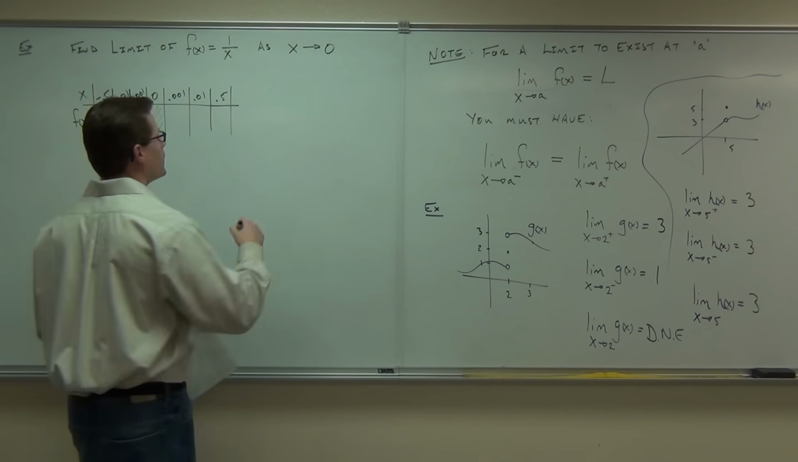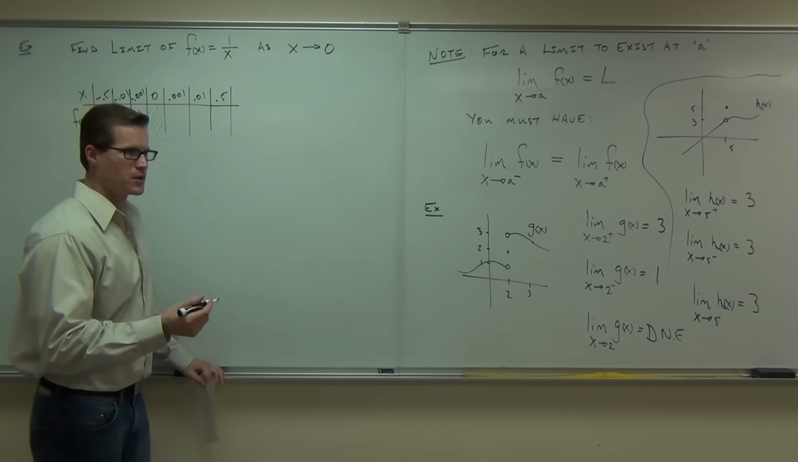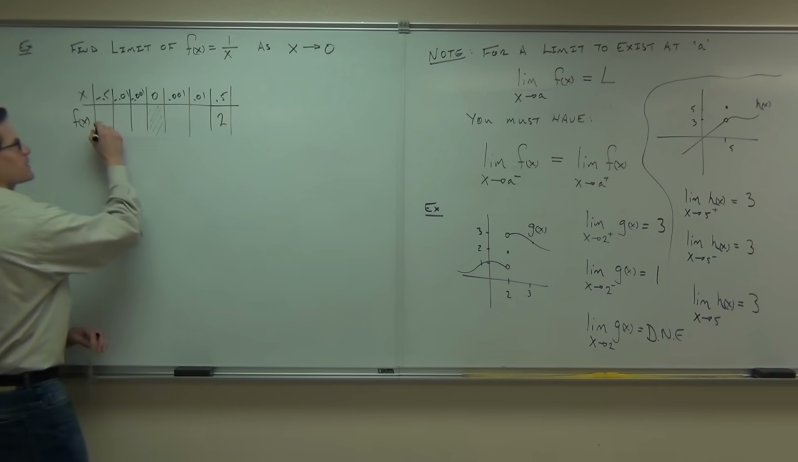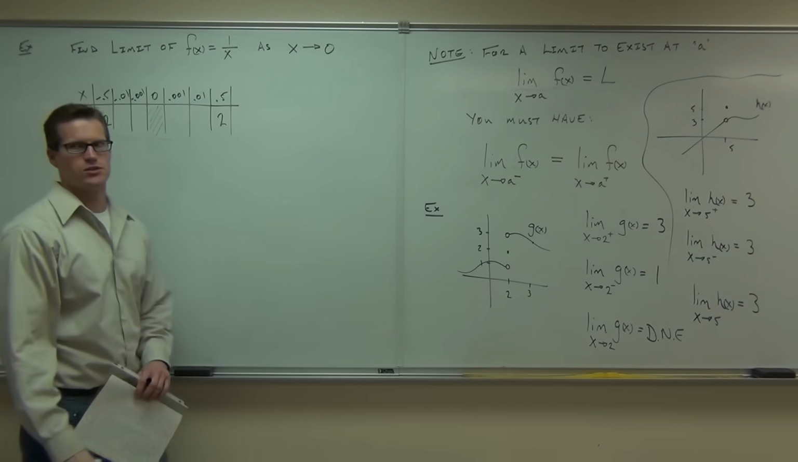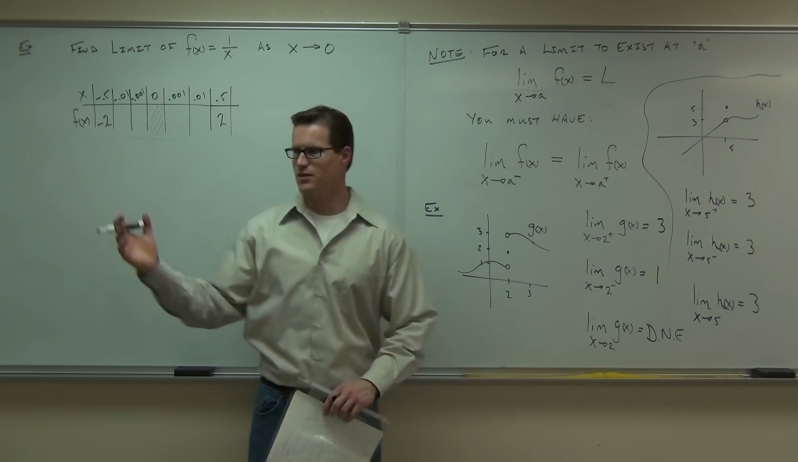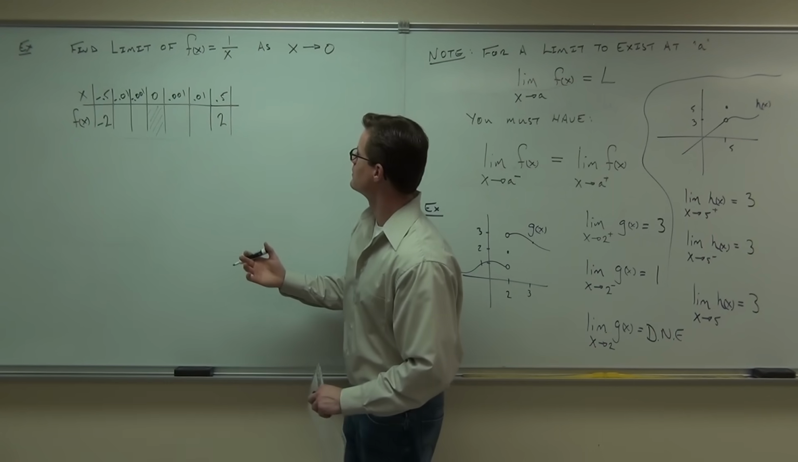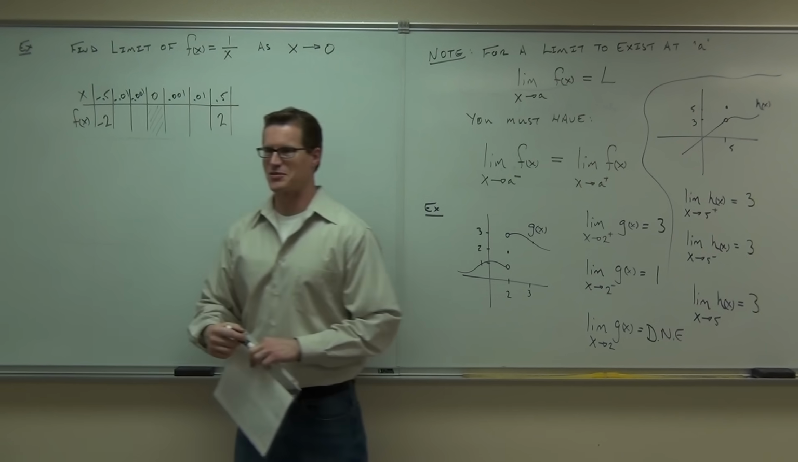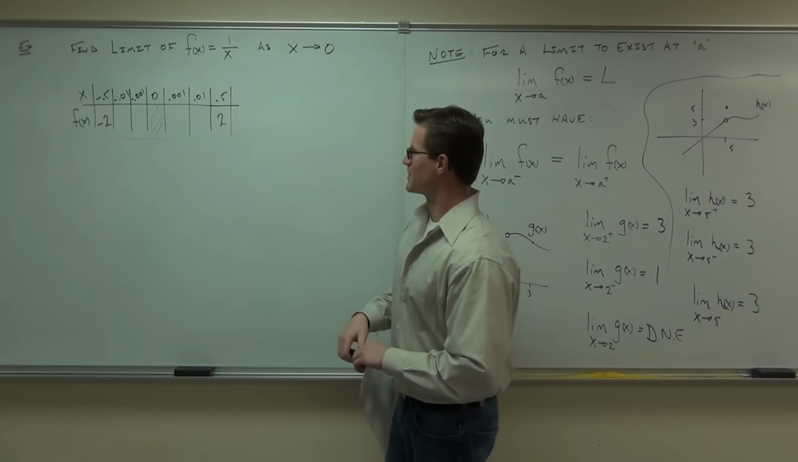So if you take 1 and you divide by 0.5, I'm hoping that you got 2. Did you get 2? And over here you probably got negative 2. Did you get negative 2? I divided by 1. Okay, good. So 2 and negative 2, very good.